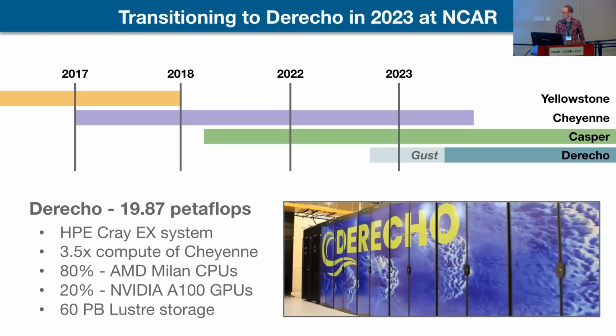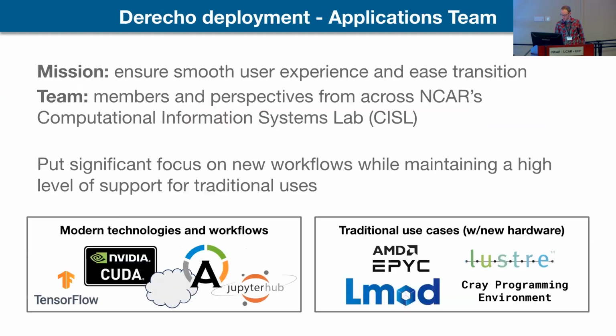And then finally we have 60 petabytes, so quite a bit of Lustre storage on that system as well. So that's a bit about the hardware. How I've been involved is really in the application, user readiness, and software deployment side. So I've been heading up our applications team, as we've called it.